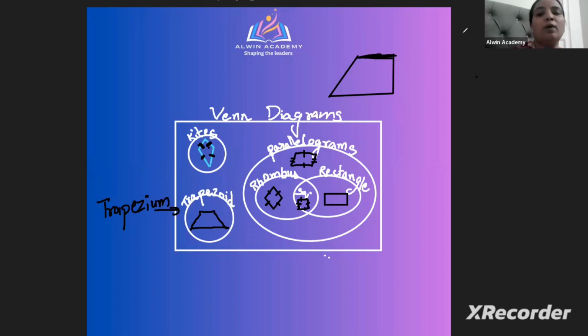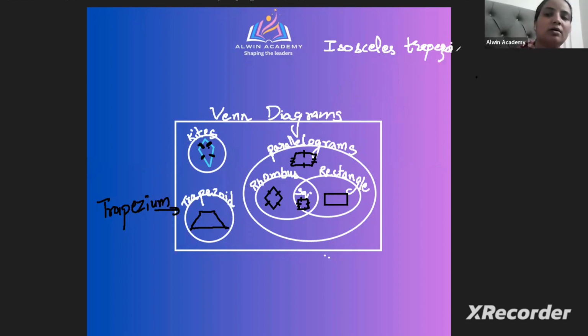Okay, now let me tell you one more thing about trapezoids. There can be one thing which you call an isosceles trapezoid. What is an isosceles trapezoid? An isosceles trapezoid is when you draw the non-parallel sides to be equal. Obviously, the parallel ones cannot be equal. Why can the parallel sides not be equal? Because if they are equal, then these lines would also be parallel, no? So this will become a parallelogram.